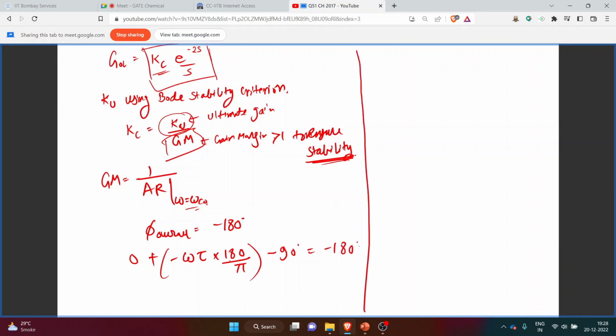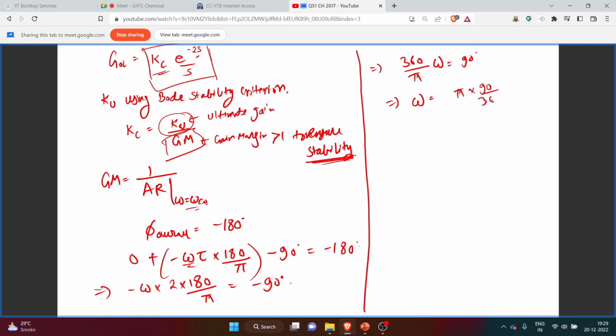So we can replace the values and find the value of omega. This will become minus omega tau, where tau is 2, into 180 upon pi, minus 90 degrees, equal to minus 180 degrees. So we can write this as 360 upon pi into omega is equal to 90 degrees. That is omega, we can write as pi into 90 upon 360, that is pi by 4. So the crossover frequency we found out as pi by 4.